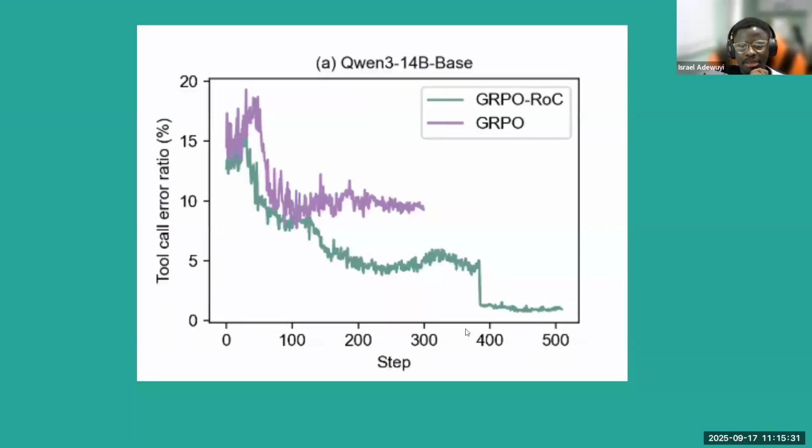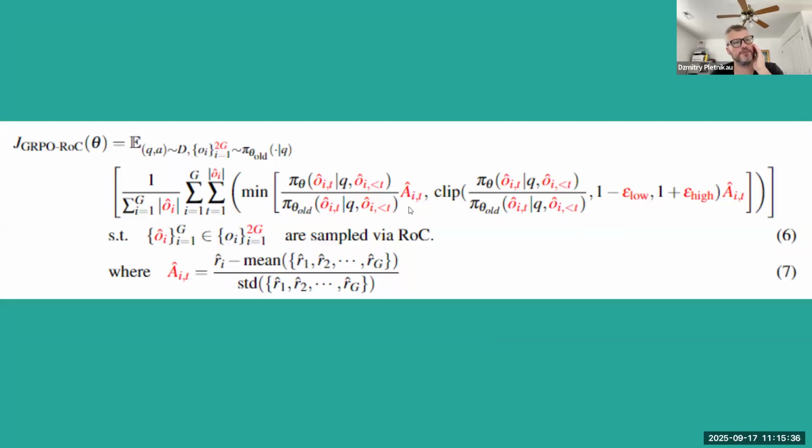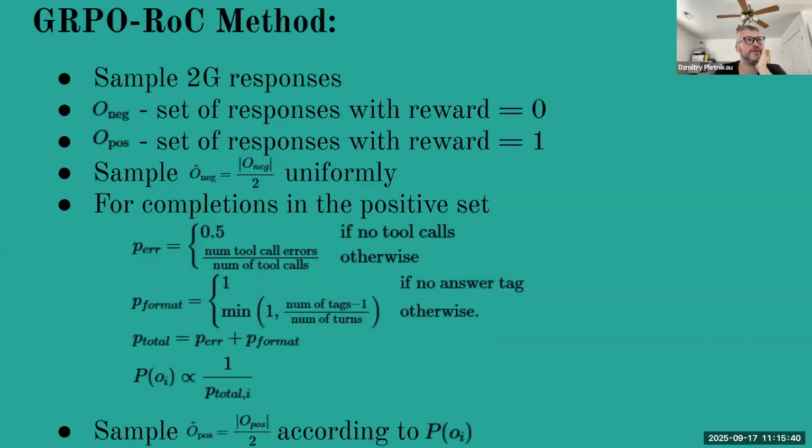Basically, I have a question. Yeah, sure. What happened with this set of negative trajectories that we have sampled? Right. For the set of negatives, they just use half of them in the final set of completions.